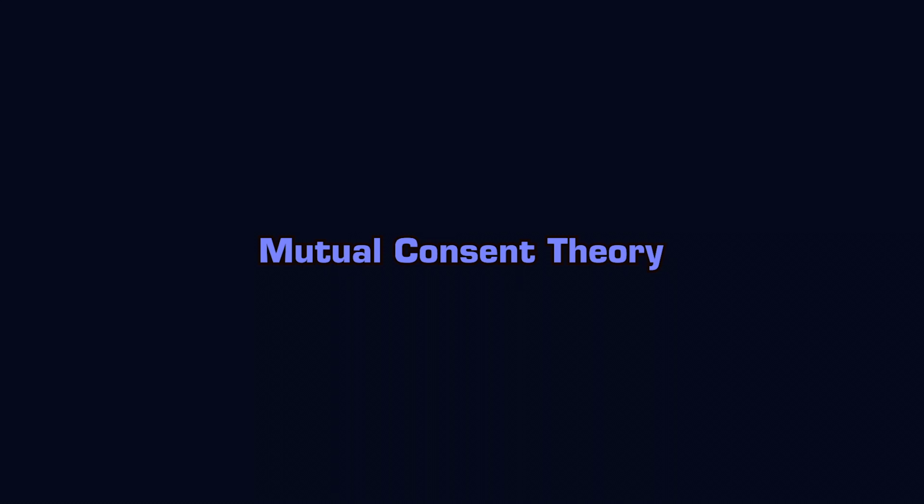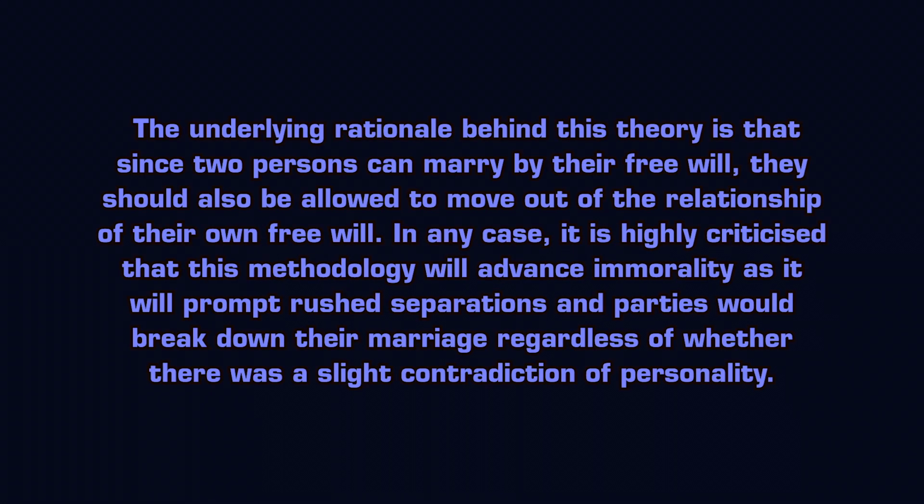The second theory is the mutual consent theory. The underlying rationale behind this theory is that since two persons can marry by their free will, they should also be allowed to move out of the relationship of their own free will. In any case, it is highly criticized that this methodology will advance immorality, as it will prompt rushed separations and the parties would break down their marriage regardless of whether there was a slight contradiction of personality.